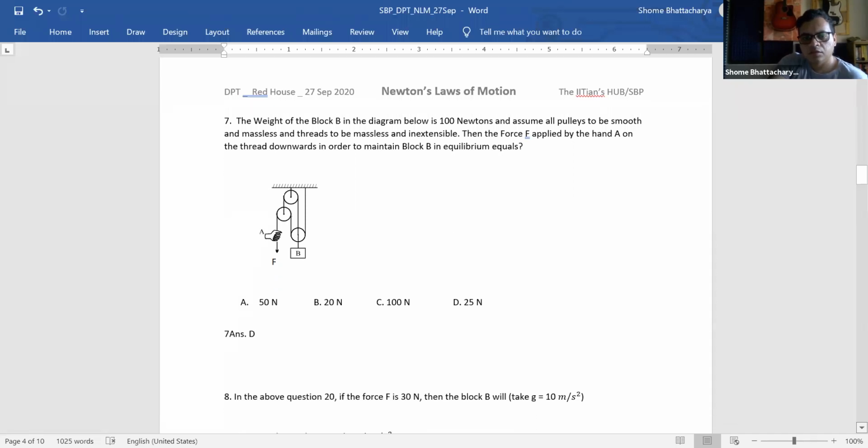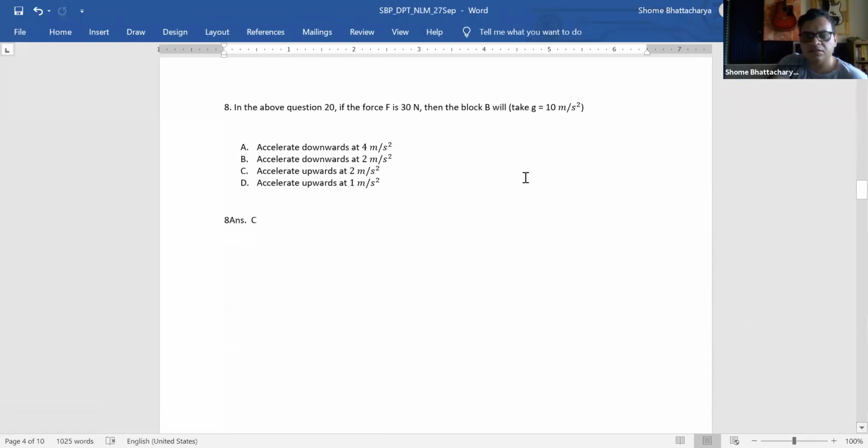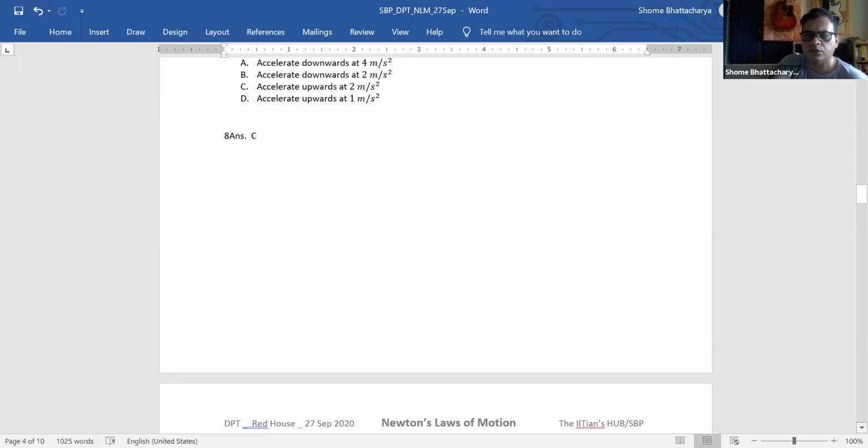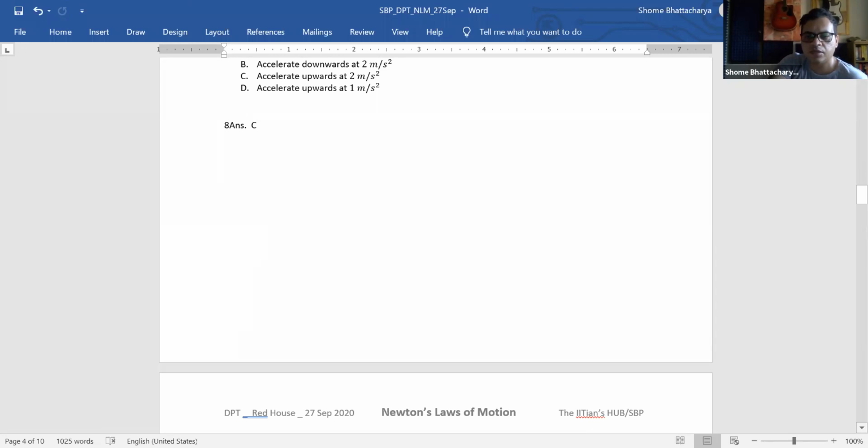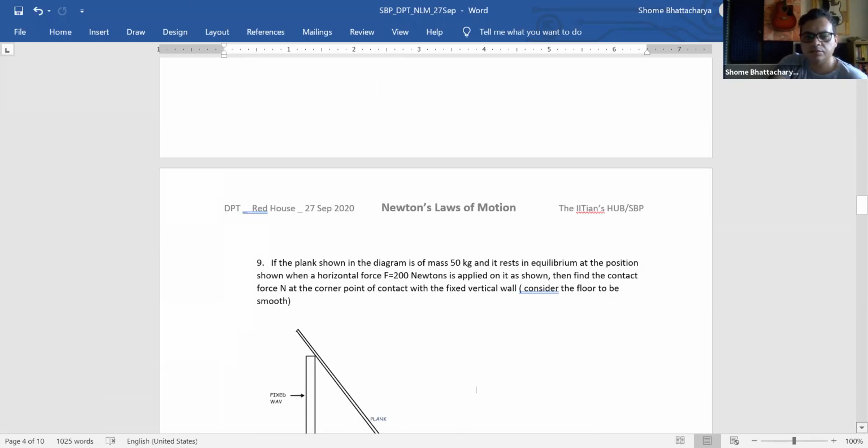Right. So seventh and eighth should be clear. In eighth, just change the value of F to 30 newtons. So the net upward force on that block will become 4 times this, so 120 newtons. Its weight being 100 newtons, net force will be 4F minus weight, like that you can calculate. So that is mass into acceleration.